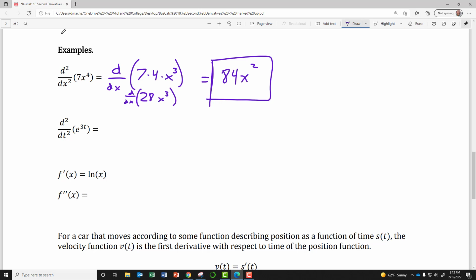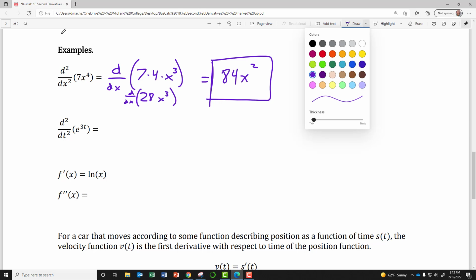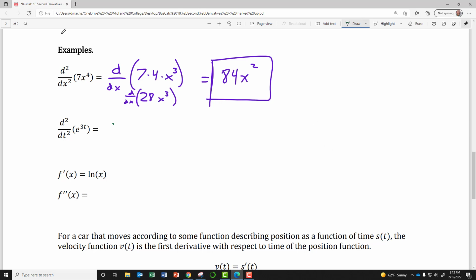Okay. Now we're talking about the second derivative of e to the power 3x. And so let me first take just one of those derivatives, and I'm left with the derivative of 3e to the 3t power. And then when I take that derivative, it will become 9e to the 3t power. So this is the second derivative answer in the box.